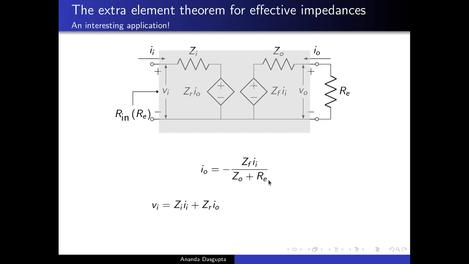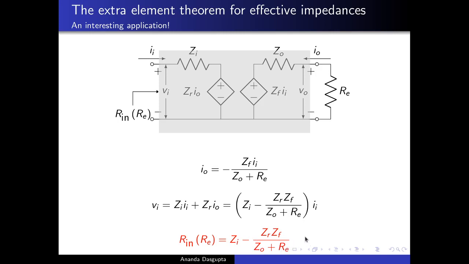Just to compare this with the result that we had a while ago, when we were figuring out H parameter equivalence from the Z parameters of a circuit, we had shorted the output. That's why there Re was 0. Here Re is not 0. That's the only thing. But once you take this into account, we end up with this expression for Vi. And so the effective impedance, we are done. Rin Re is Zi minus Zr Zf by Zo plus Re.